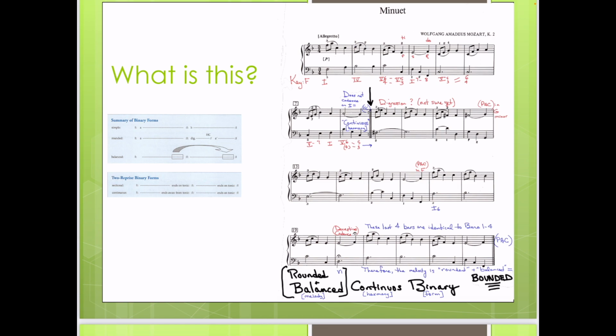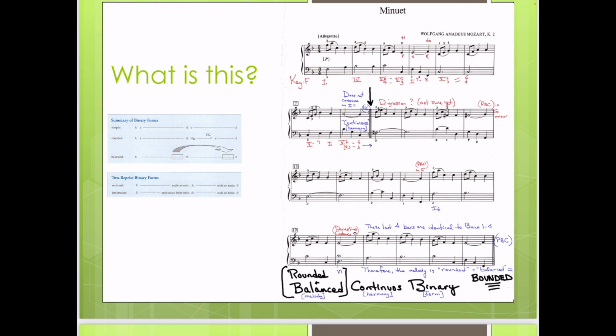We just had a PAC in G minor and a PAC in F major. That is our home key, so this is a little puzzling. Is this a rounded binary? A rounded binary is supposed to end at that point right there with a half cadence, but this one ended with a PAC. So let's see what we're doing to finish it out.